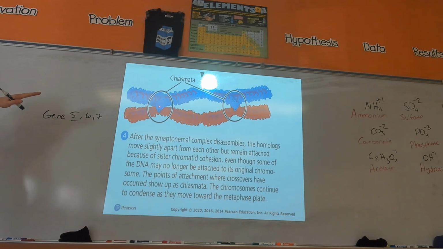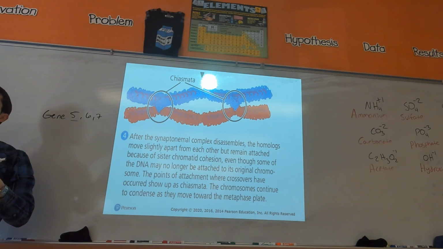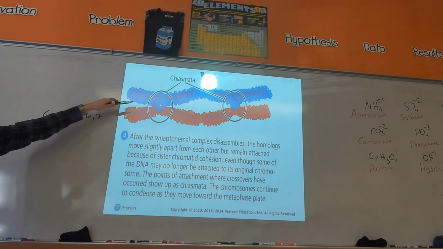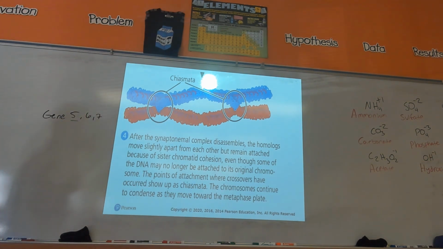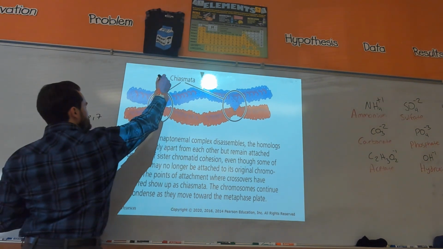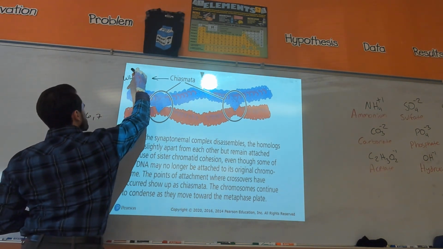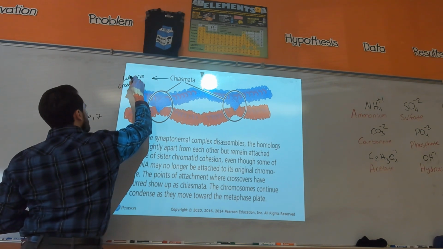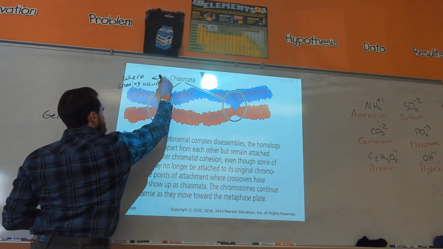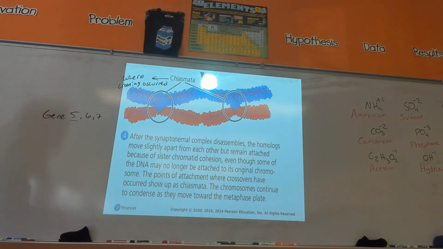All right, and so this is where you can see we've completed crossing over. Once you're done with crossing over, these homologous chromosomes still remain attached to each other at these structures called the chiasmata. The chiasmata are where crossing over has occurred. In other words, it's not some other side of the DNA where they're attached. They remain attached where we did the crossing over, where you exchange the DNA.